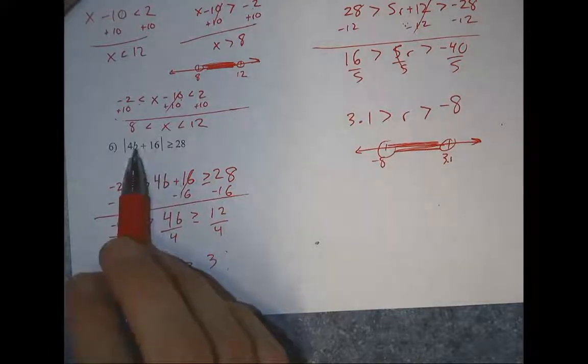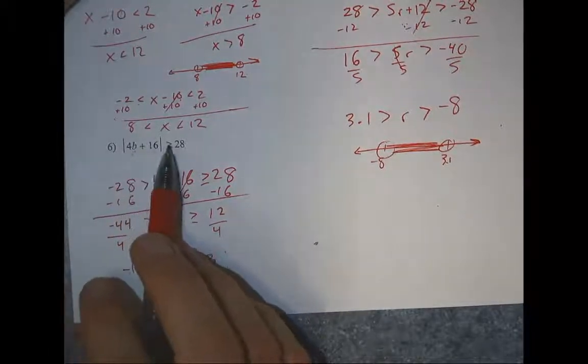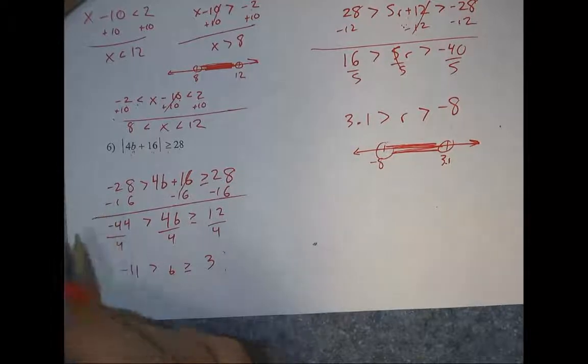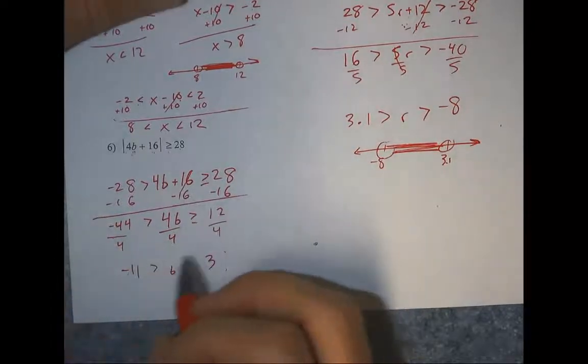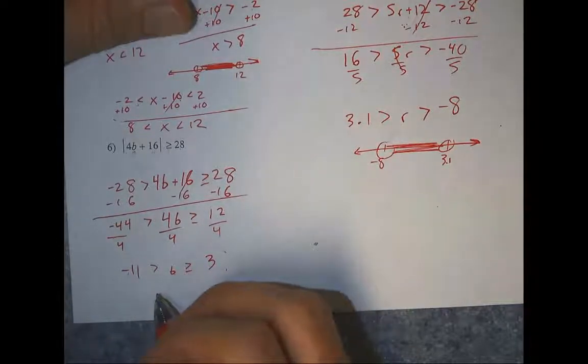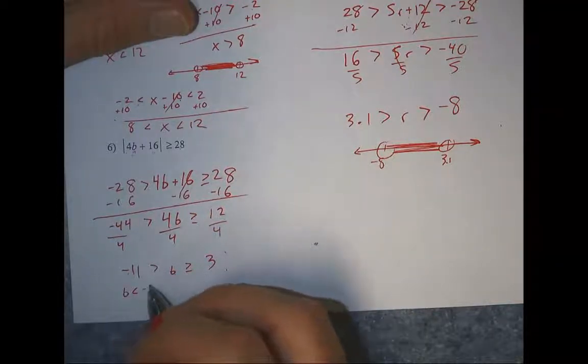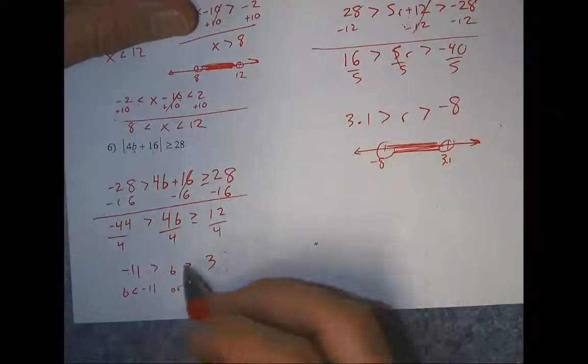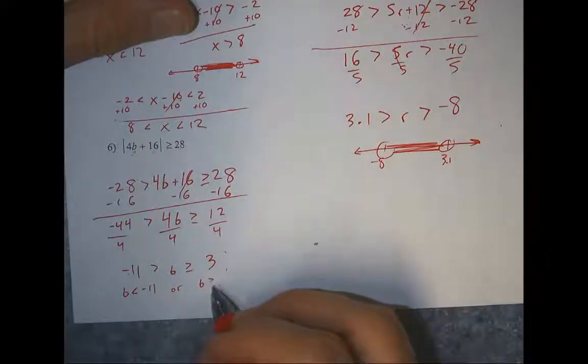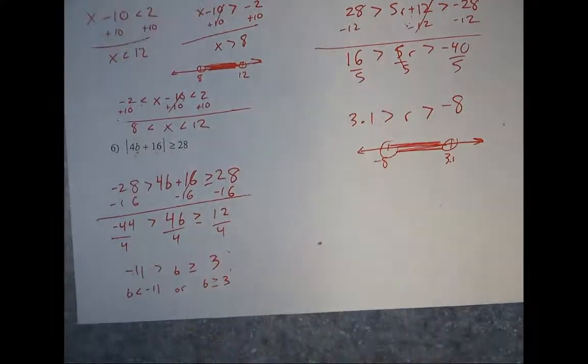If I plug in 100, 4 times 100 plus 16 is going to be greater than 28. So saying no solution doesn't make any sense. We need to split this into 2 pieces. So b is less than negative 11, or b is greater than or equal to 3.